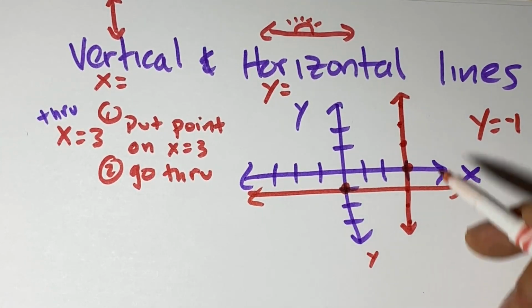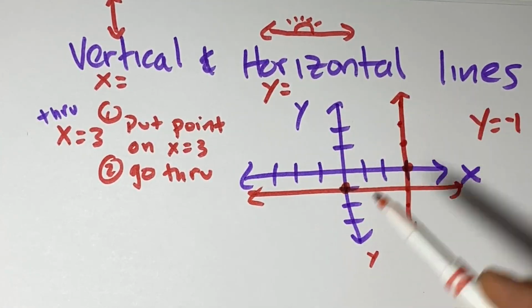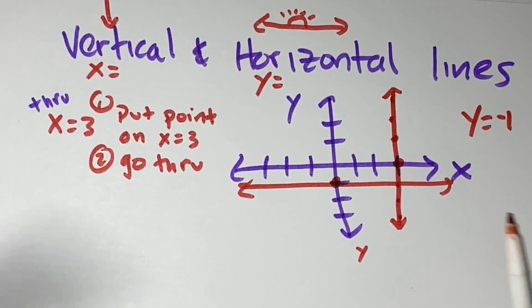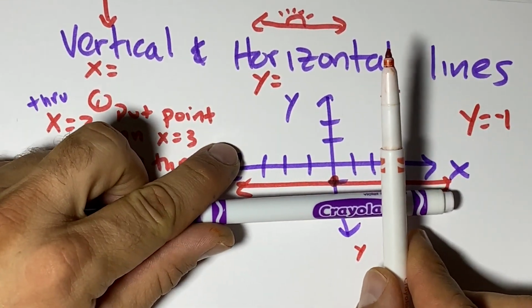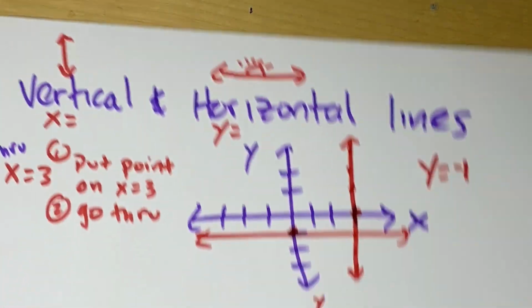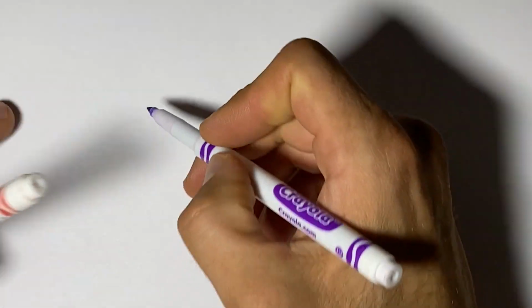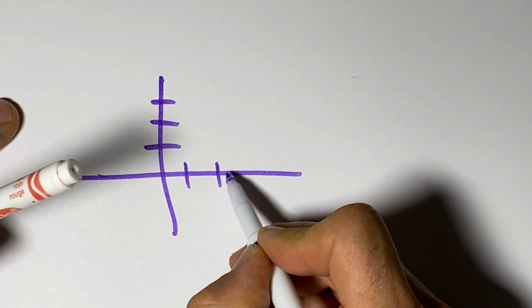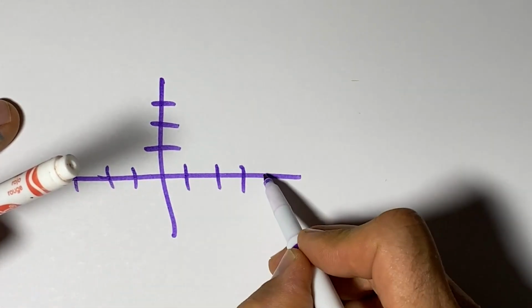So you notice that all vertical lines are parallel to each other. All horizontal would be parallel, but one vertical, one horizontal are perpendicular. So why don't you pause it and try the next one. Obviously pause it once you see the question.